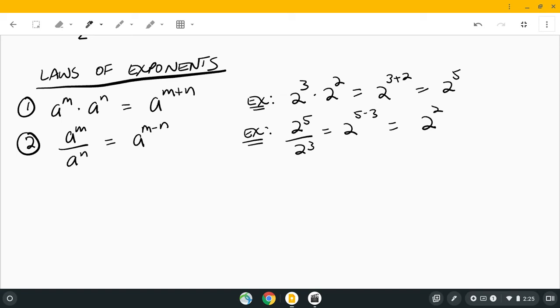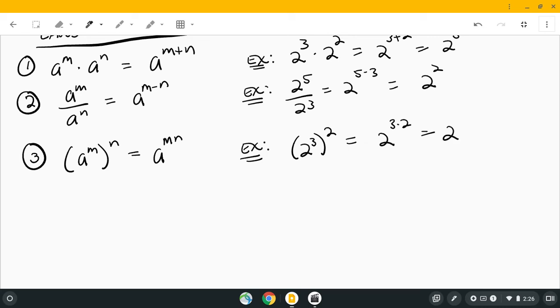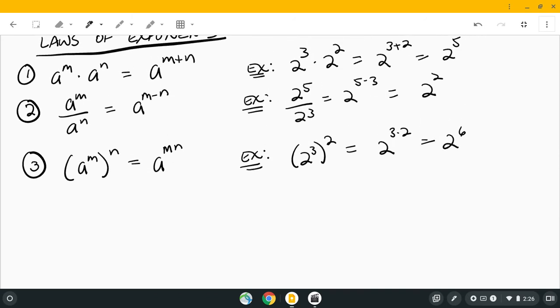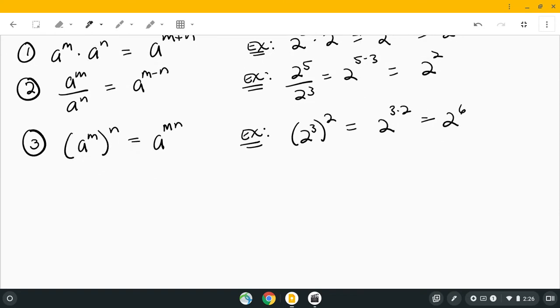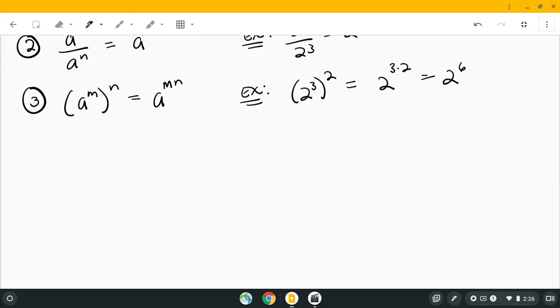Okay. And then this third one, when you have a power to a power, so maybe you have a to the m raised to the n, then you would multiply the exponents. So for example, you might have 2 cubed squared, and this would be 2 to the 3 times 2, which is 2 to the 6th. Okay. So those are the 3 most basic rules of exponents. When you have product, add the exponents. Quotient, you subtract them. Power to a power, you multiply.